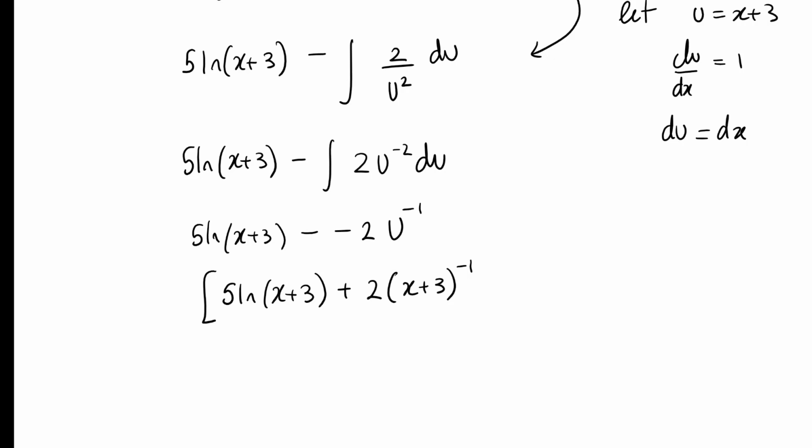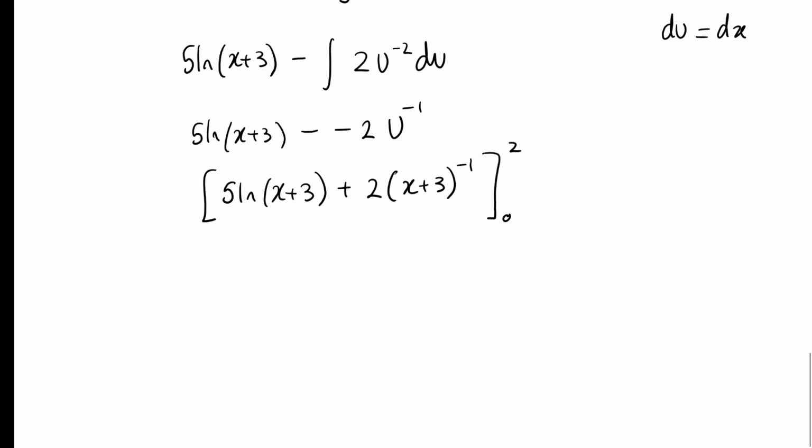Now that everything's back in terms of x, the limits of 0 and 2 can be reinstated. They just then need to be plugged in. 5 ln 5 plus 2, and the power of minus 1 just means this goes on to the bottom, so 2 over 5, and then subtract, evaluating this with 0, so 5 ln 3 plus 2 over 3.